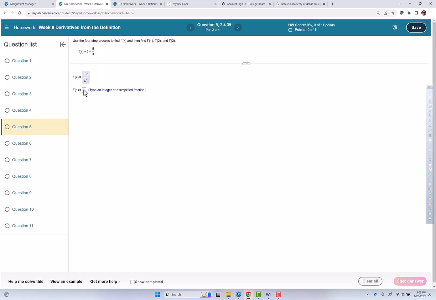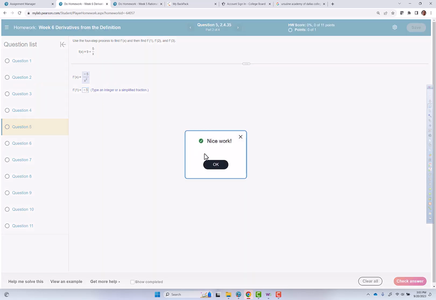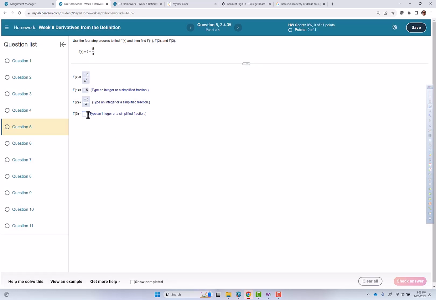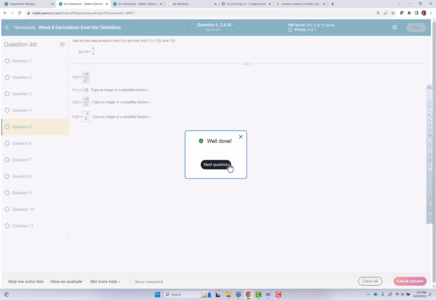So now if I let x equals 1, this first derivative is negative 5. Then if x is 2, 2 squared is 4, so I get the fraction negative 5 fourths. Check answer, fantastic again. And then this is going to be a fraction, negative 5 ninths, since 3 squared is 9. Well done. And that concludes this video.